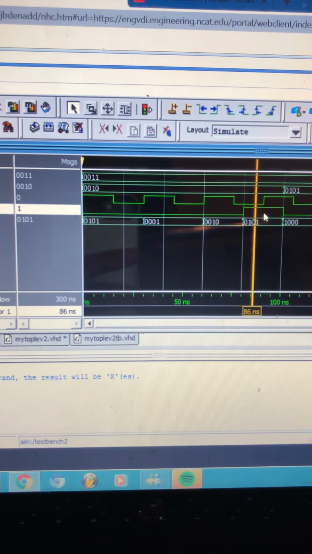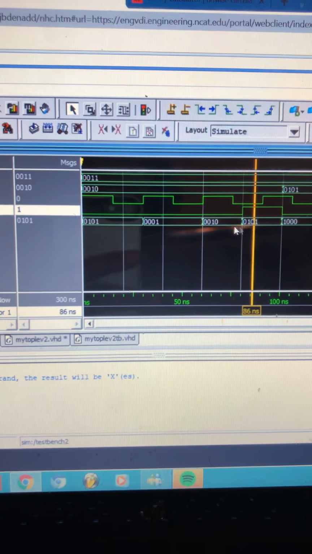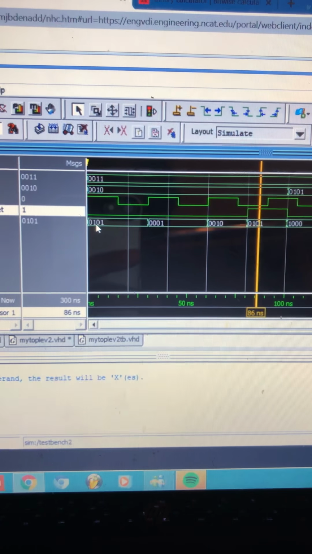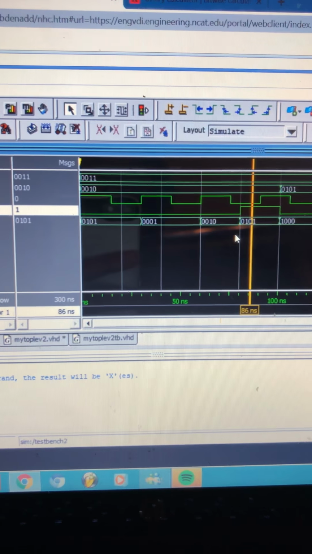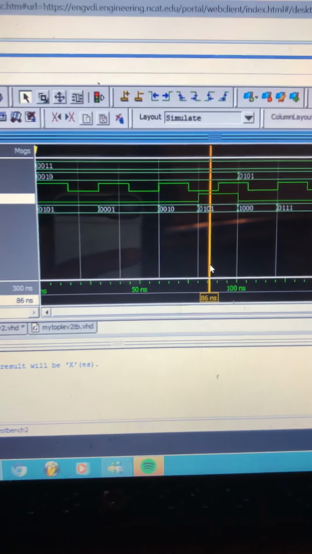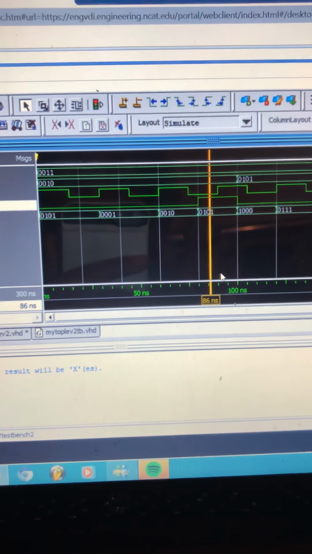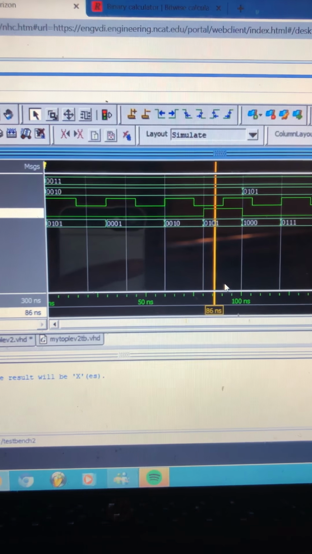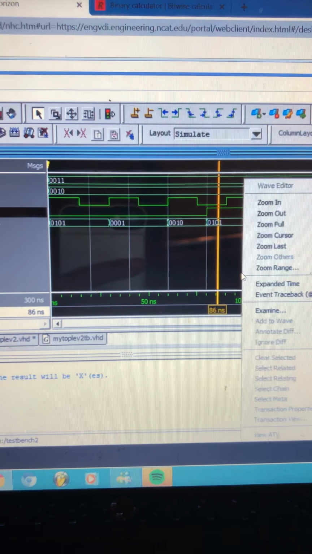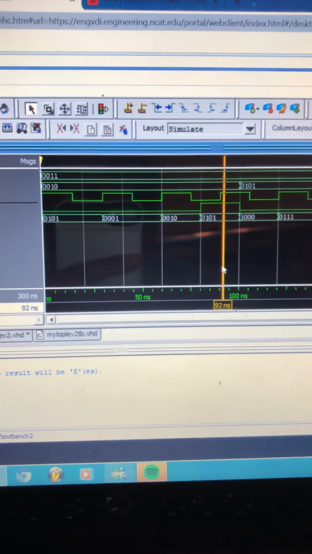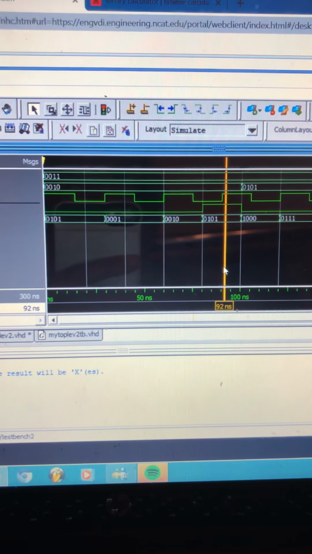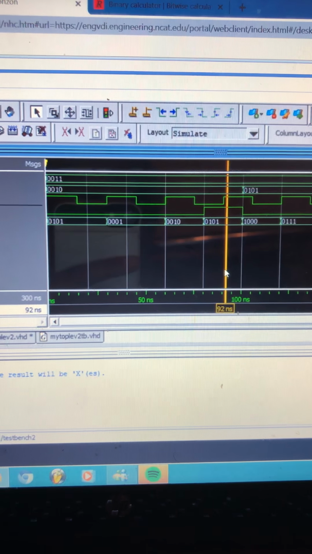Here, my reset is 1, so it goes back to the state it began, which is 0 1 0 1. And this is an example of my test bench for my top level for my second part, controller with feedback.